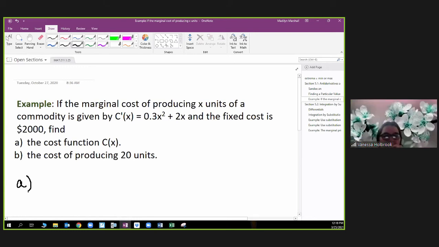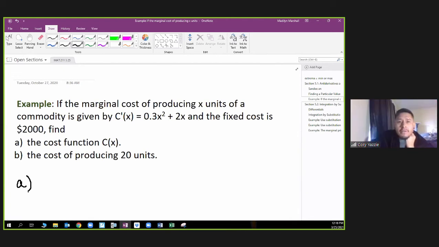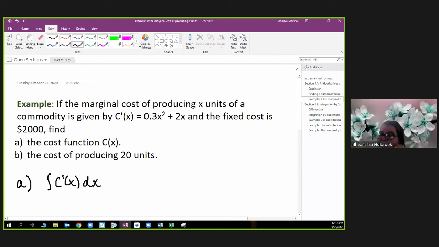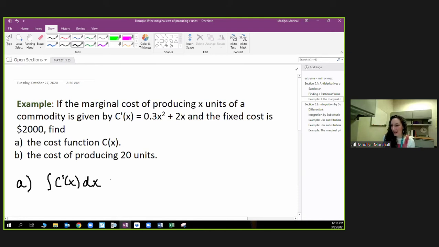Are we finding the antiderivative on that one? Yes, exactly. So if we integrate C prime of X, that will give us almost the cost function. So if we take the derivative of that, or excuse me, the integral, so if we integrate 0.3 x squared plus 2x dx.